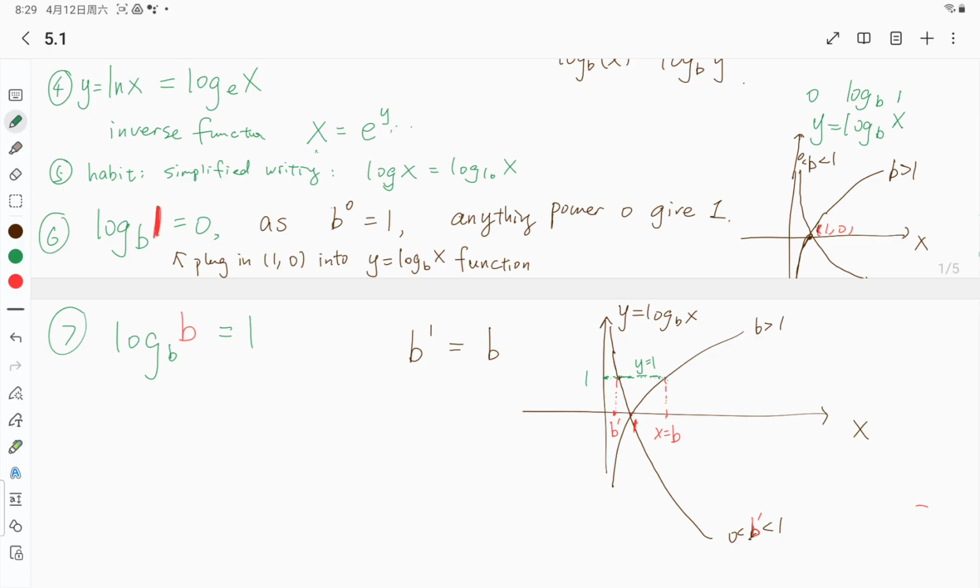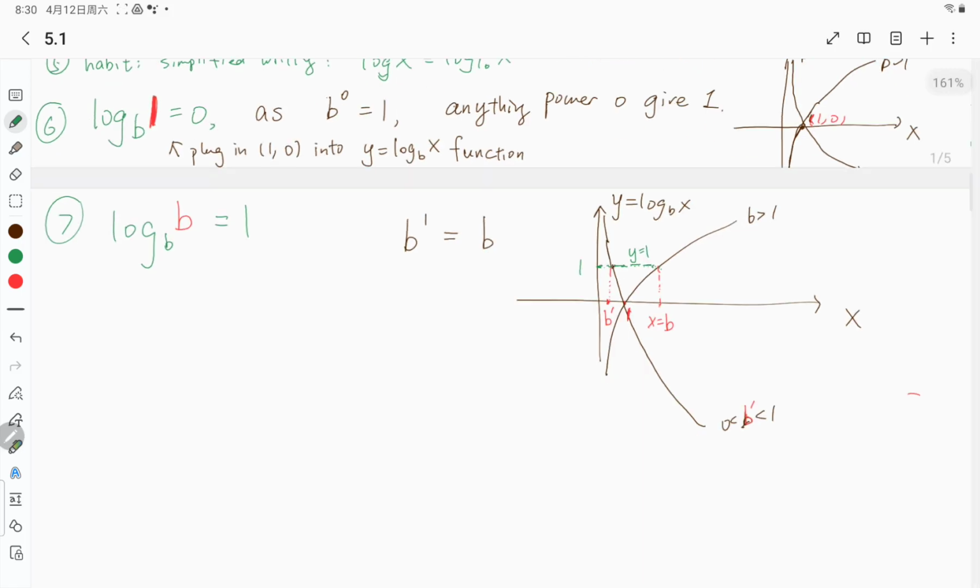So we have log base b of 1 is 0, and if you write it in the exponential form, the corresponding inverse is b to the power 0 is 1, right? For any b, the power 0 gives 1. And then the seventh formula is log base b of b gives us 1. Okay.